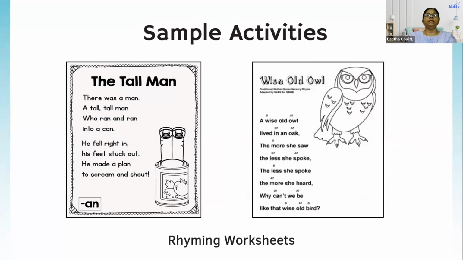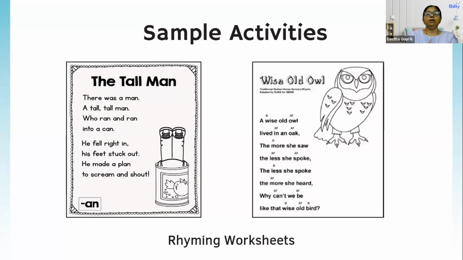So here you find there are certain, for example, the an words, they've given a lot of rhyming words. The tall man, there was a man, a tall, tall man who ran and ran into a can. So a lot of an words are coming. He fell right in, his feet stuck out.